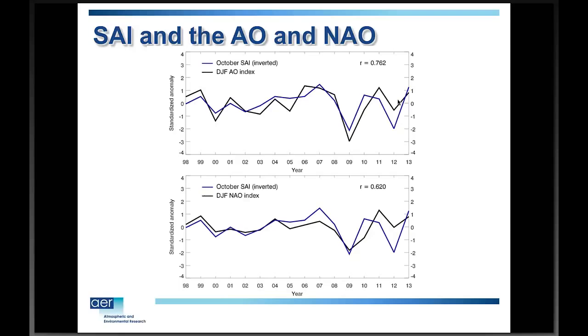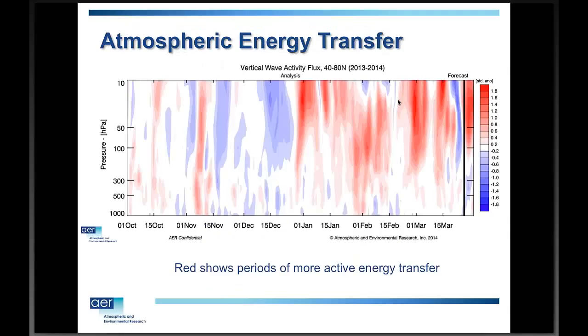The problem is that a good forecast of the AO doesn't necessarily get you a good forecast of the winter temperatures.